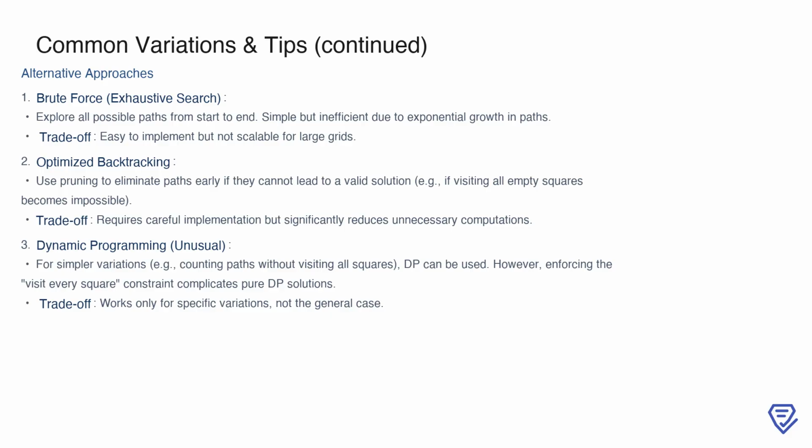Lastly, dynamic programming, though less common for this exact problem, can be applied to simpler variations where constraints like visiting every square don't apply. However, enforcing the visit every square condition complicates pure DP solutions. Each of these approaches has trade-offs, so it's important to choose the one that best fits the problem's requirements.